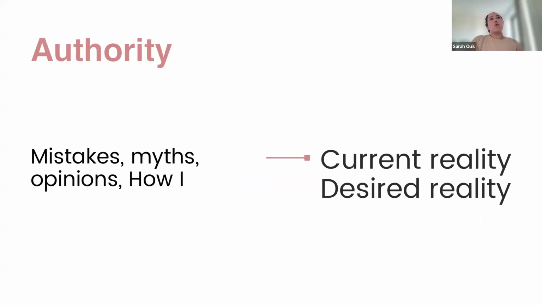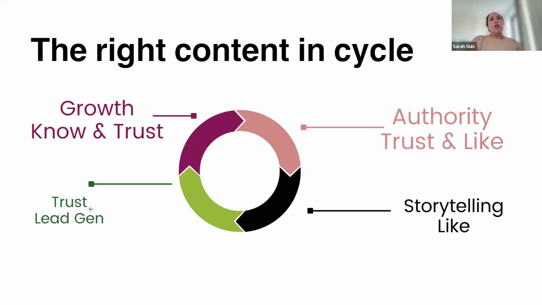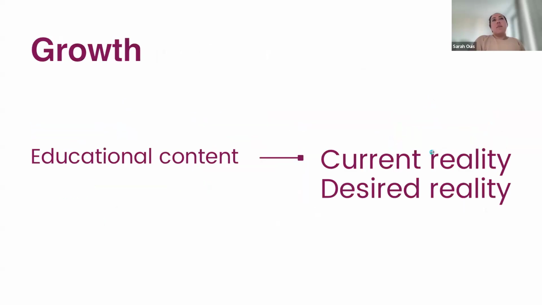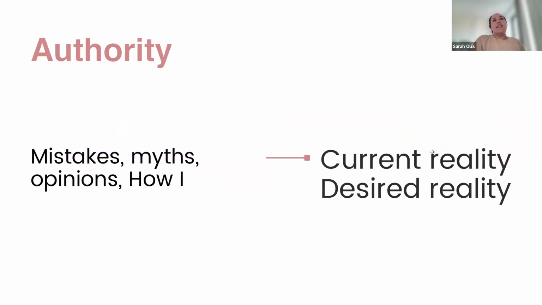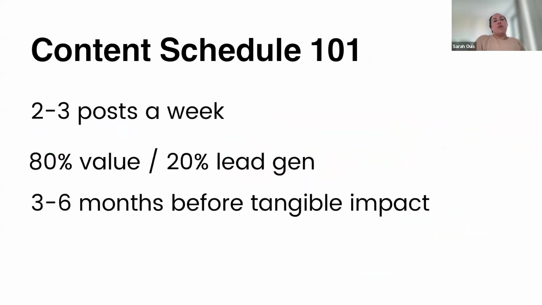And again, if we go back to the first slide, you basically do it in cycle, right? Because if you just are posting educational, you are not selling. If you just talk about authority, but you don't have an audience, people will be put off and so on. So that is where the cycle comes in. And in terms of the content schedule, there was a question around that.